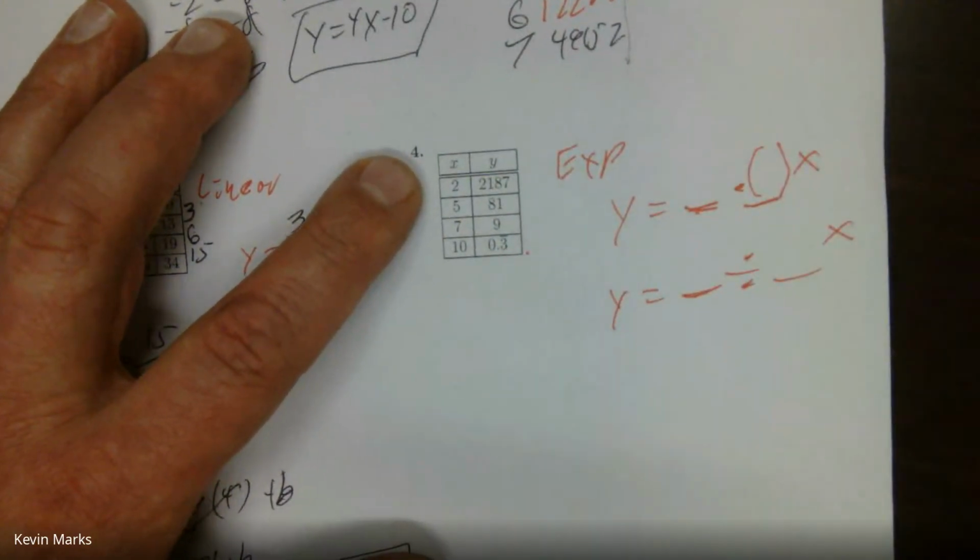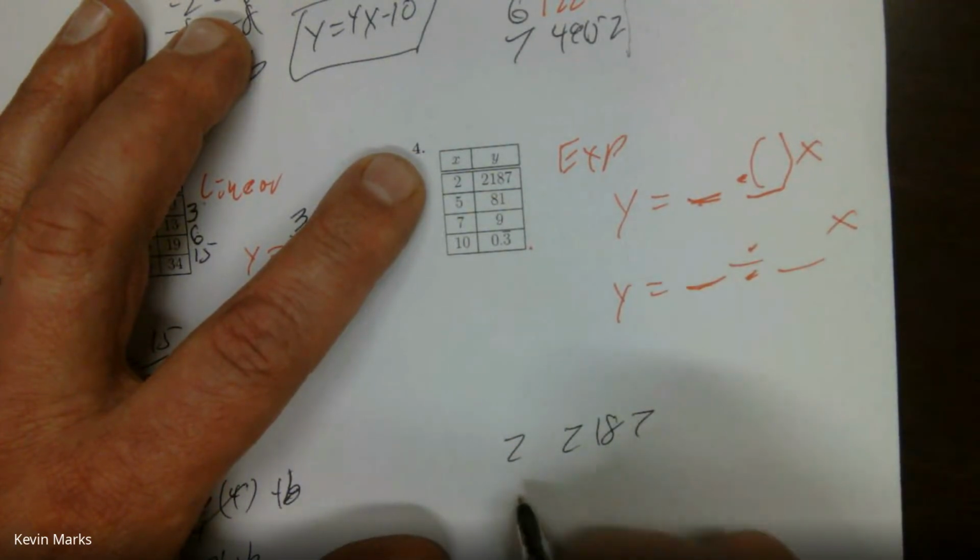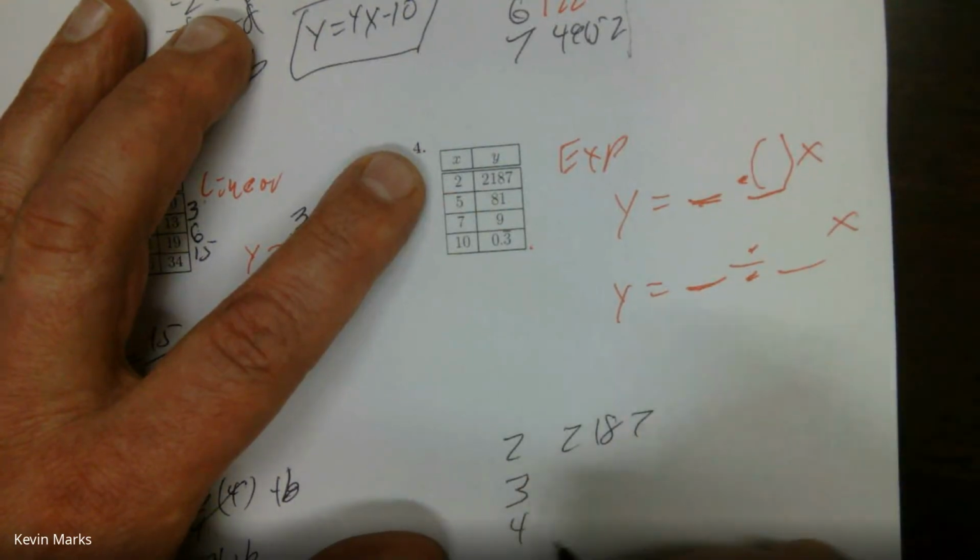So what I mean by that is, so like 2, they told me was 2187. 3, they did not tell me. 4, they did not tell me.